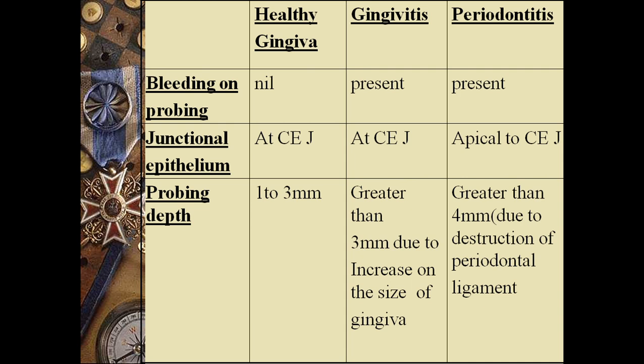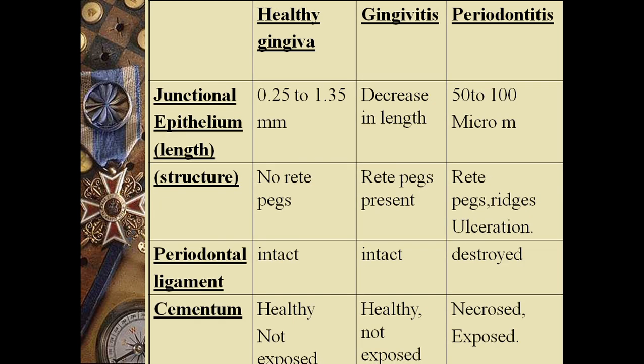Probing depth: 1 to 3 millimeter. Gingivitis, greater than 3 millimeter due to increase in the size of gingiva. Periodontitis, greater than 4 millimeter due to destruction of underlying connective tissues. Junctional epithelium length is 0.25 to 1.35 millimeter, or 500 micrometer. It is decreased in gingivitis, but in periodontitis it is further reduced to 50 to 100 micrometer. And junctional epithelium does not have rete pegs in health, but they will be there in gingivitis and periodontitis.